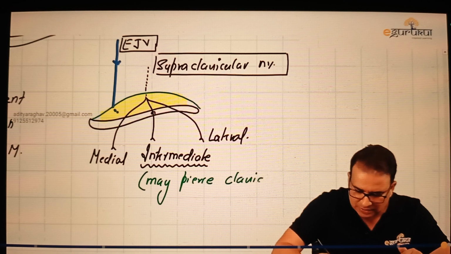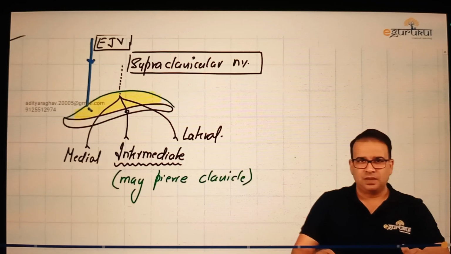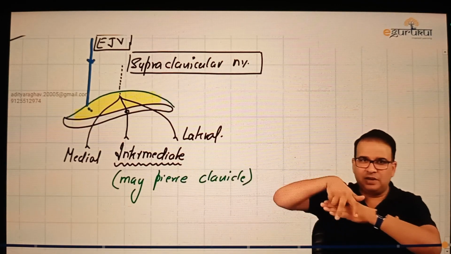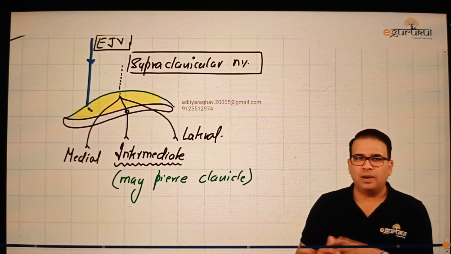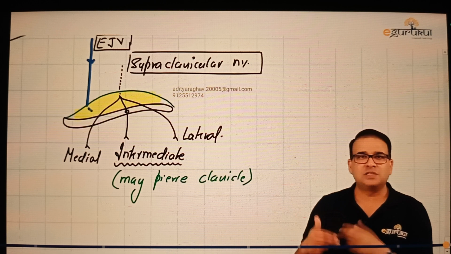It may pierce the clavicle when it comes down. So out of the three nerves, the rest two are just passing superficial to the clavicle, but this intermediate branch can be seen piercing the clavicle, which at times doesn't make sense: why is a nerve piercing a bone to come down? Well, the fact is the nerve is not piercing the bone, the bone is ossifying around the nerve.